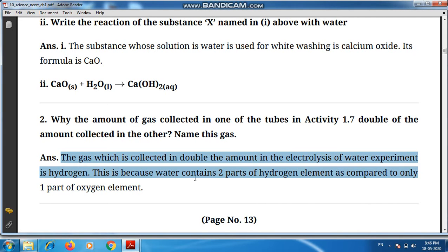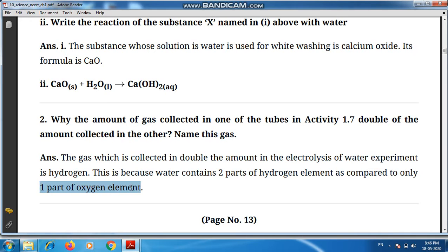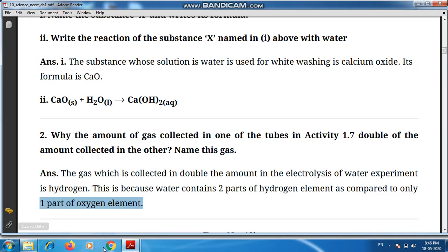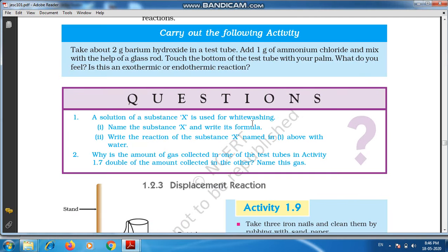This is because water is H2O, that is two parts of hydrogen element as compared to only one part of oxygen element. I hope you remember in 9th standard we studied about Dalton's law, the law of constant mass proportion. That is being applied over here. So these are the two in-text questions which we have covered.